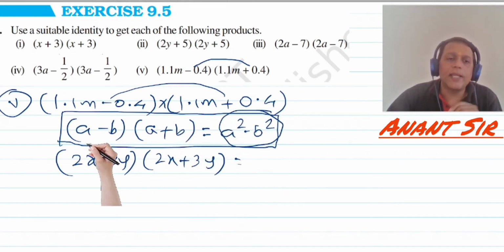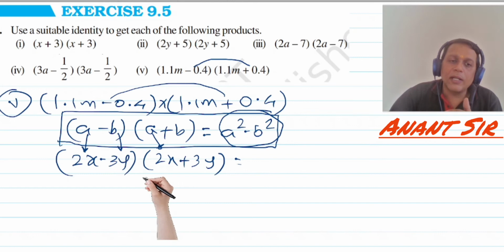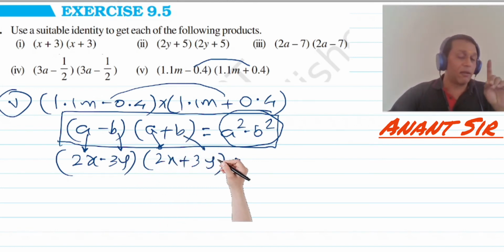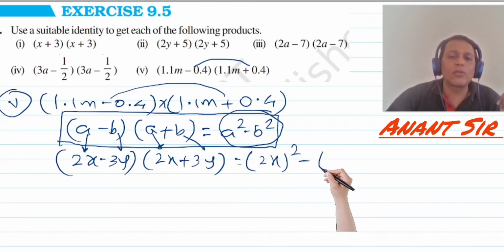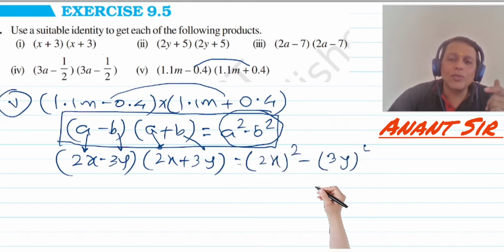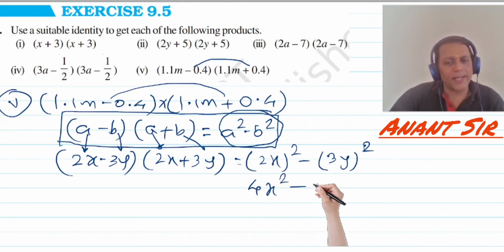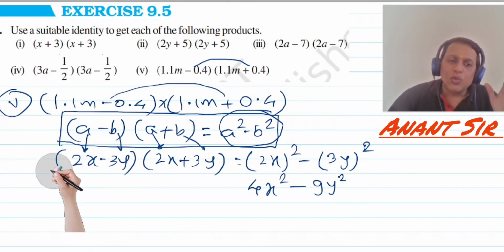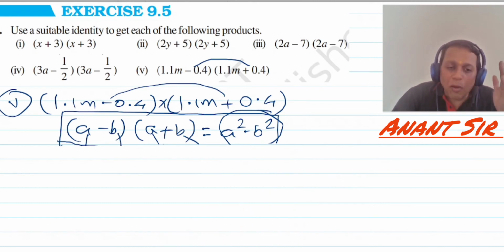What is a here? A is the first term. What is the first term in both the brackets? 2x. And what is b? B is the second term. What is b? 3y. Okay, don't consider it as minus 3y please. So a square minus b square is (2x) whole square minus (3y) whole square. So 2 square becomes 4, x square becomes x square, 3 square becomes 9, y square becomes y square. Simple.